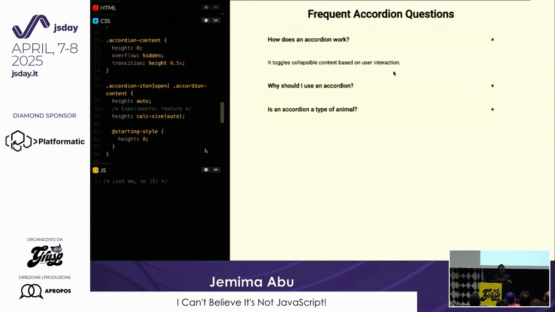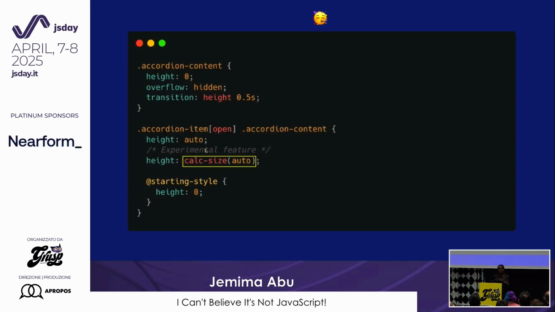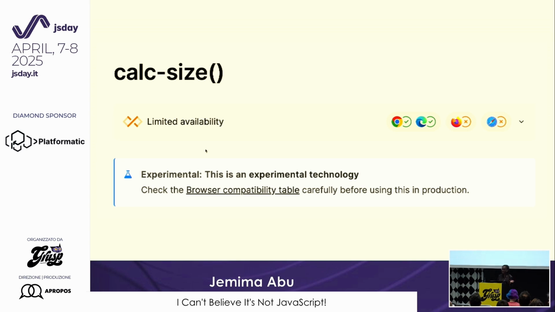So let's take a look at what we're actually doing here. There's a new CSS feature called calc-size auto. Calc-size basically gives you the same implementation that the JavaScript getClientWidth or getClientHeight would give you. Calc-size calculates what the actual height of this element is, and that is what allows you to put that transition where it can transition from height 0 to height auto smoothly. Another feature with limited availability, unfortunately, but something to look out for because it might be supported in the future and then you'll be able to use it.